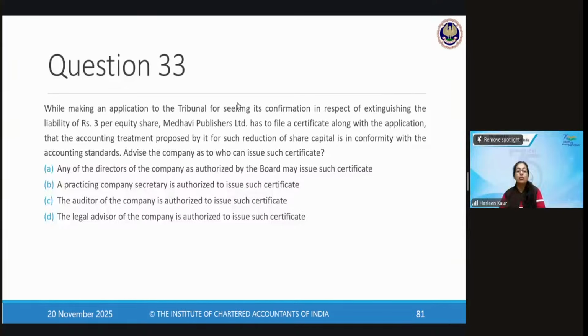While making an application to the tribunal for confirmation in respect of extinguishing the liability of ₹3 per equity share, Methvi publishers want to file a certificate along with the application that the accounting treatment proposed for reduction is in conformity with the accounting standards. Advise the company who will issue such certificate. Any directors of the company as authorized by the board, a practicing CS is authorized to issue, auditor is authorized, legal advisor. Who will issue this kind of certificate for extinguishing its liability of ₹3 per equity share?